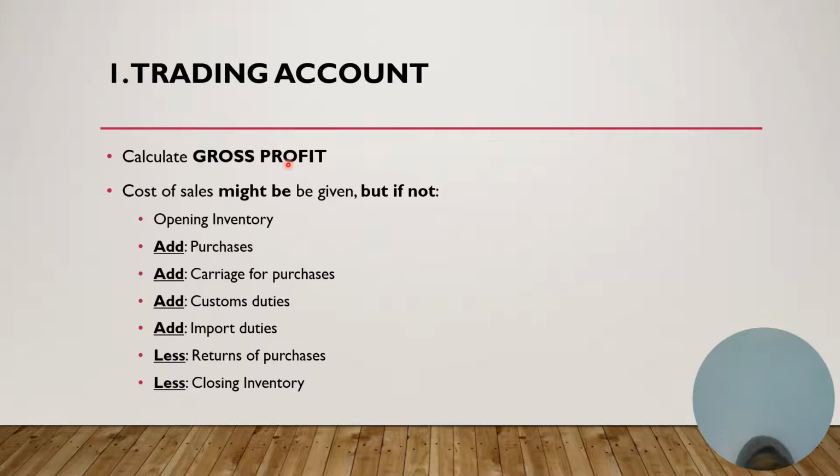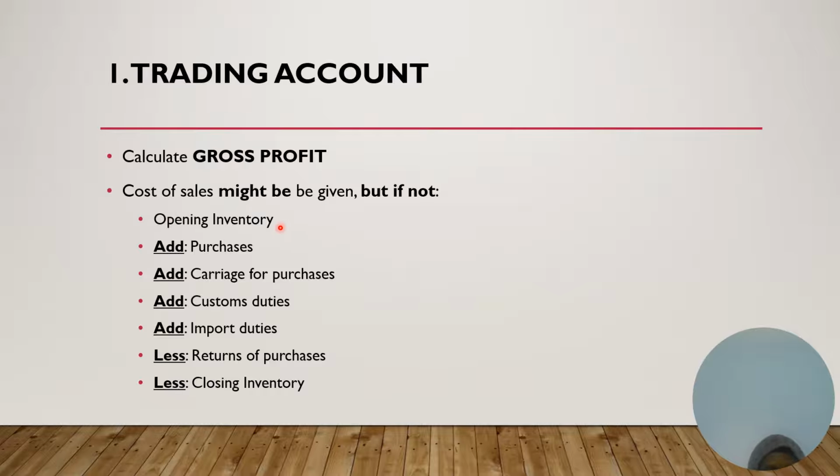Now in an exercise, sometimes the cost of sales is given to you. So say for example, they say the cost of sales is 50,000. They give it to you. Sometimes they don't give you the cost of sales. You have to calculate it. How to calculate it?